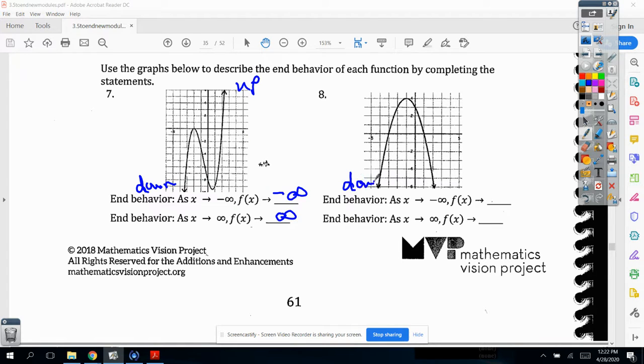Both of these on the ends, on down and down. So as x goes to negative infinity, it's going down. And as it's going to the right, to positive infinity, it's also going down.